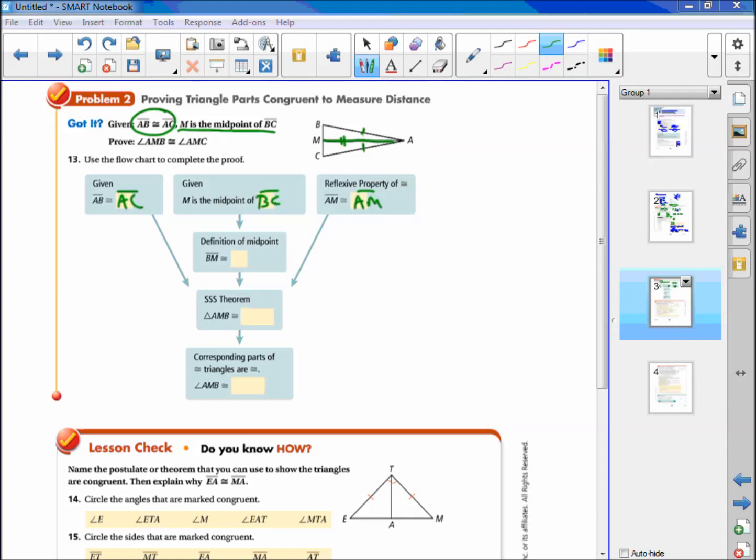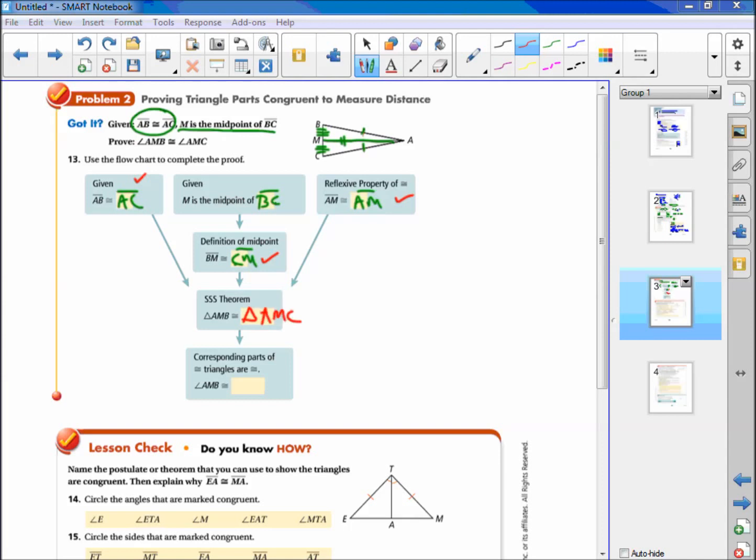And then from the definition of the midpoint, we could say that BM and CM are congruent. So that should be 3 marks and 3 marks. And that's because midpoint means it cut it in half. So then those two segments are equal to each other or congruent to each other. And now we can see we have side, side, side because we have 1, 2, 3 sets of corresponding sides being congruent. So triangle AMB is going to be the same as triangle AMC.